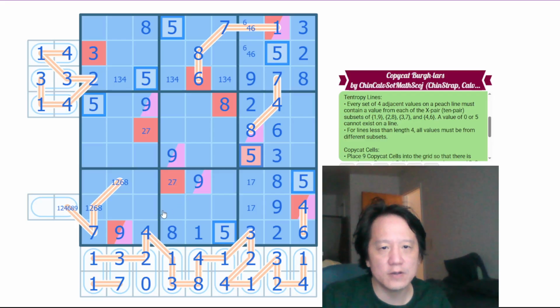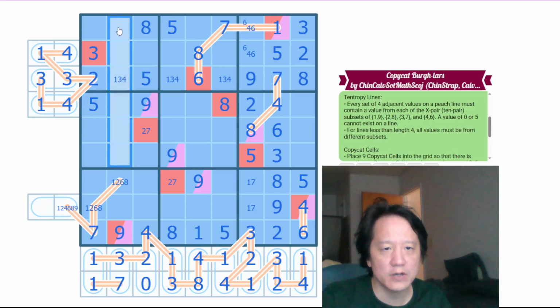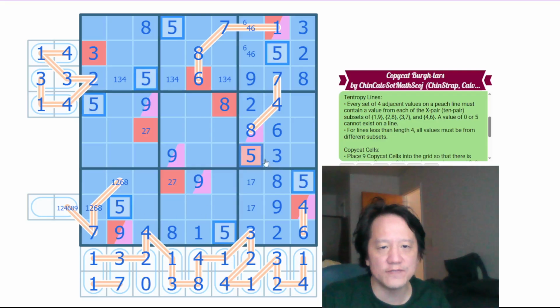Where is 5 in column 2? Can't be here. Can't be on the entropy line. Can't be here because that's a 9, so this is 5 there. That gives us 8 5s. We know where the last 5 has to be. It has to be there.